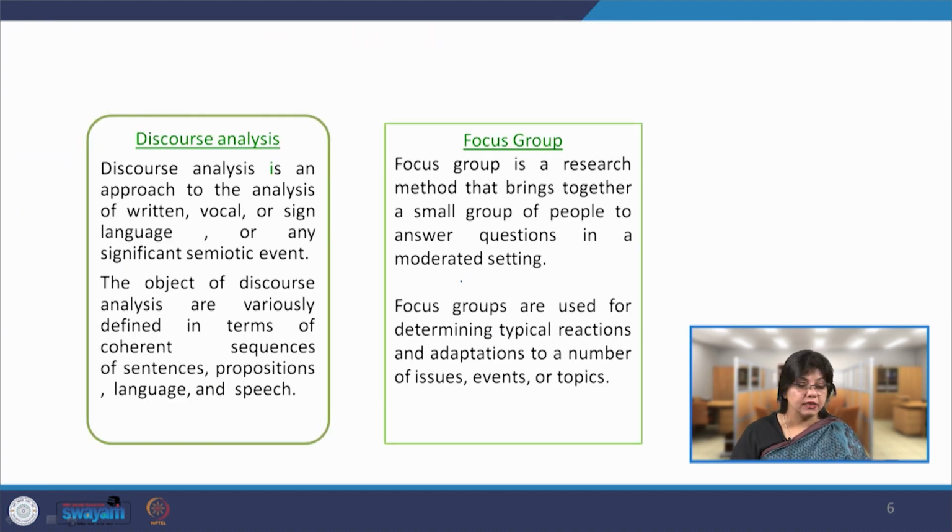The other is discourse analysis. It is an approach to the analysis of written, vocal or sign language or any significant semiotic event. Here semiotic event means how to make meaning, how to connote any particular meaning to any particular situation, or a meaning that a person gives to a particular event or situation. So, this is defined in different forms of coherent sequences of sentences, propositions, language and speech. So, discourse analysis is particularly focused on the language and speech of any particular group or community.